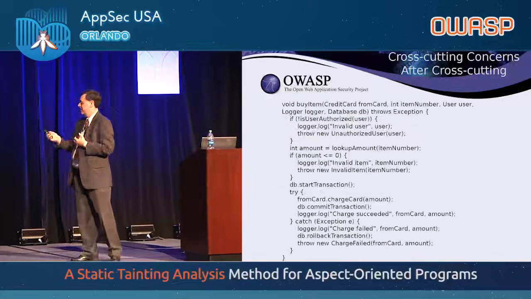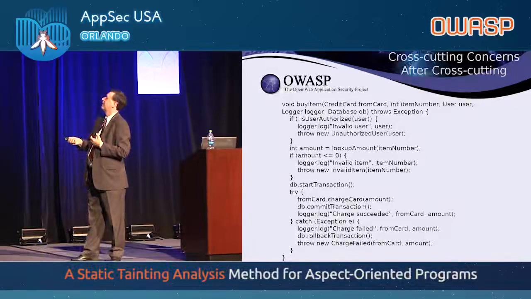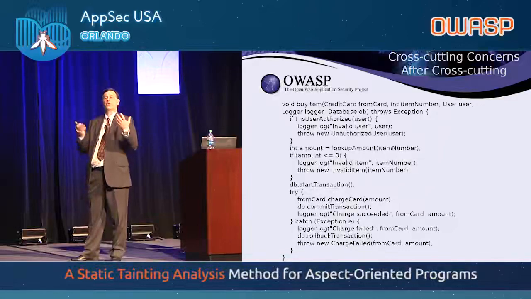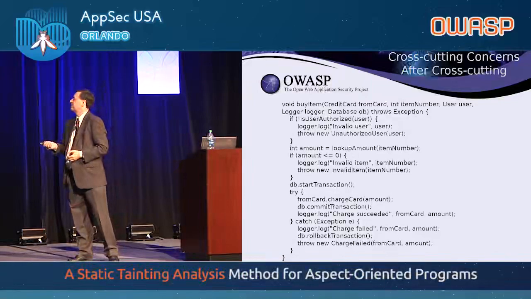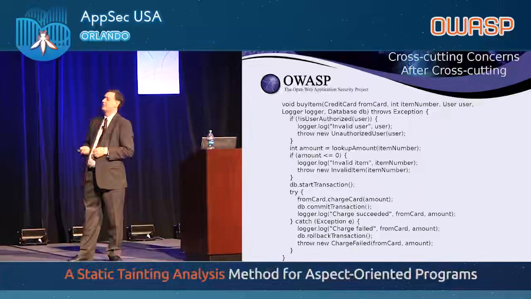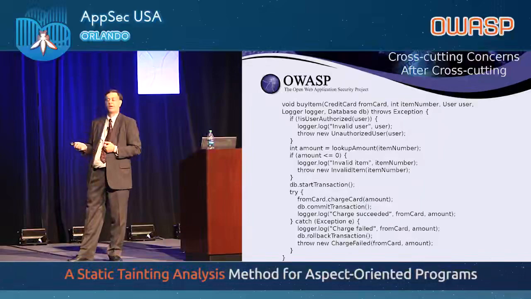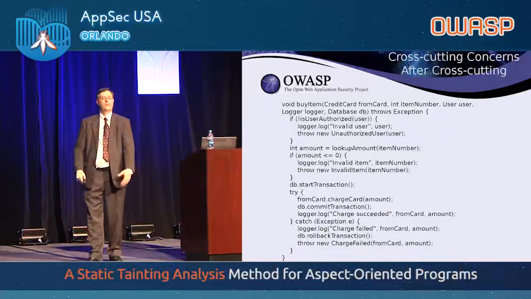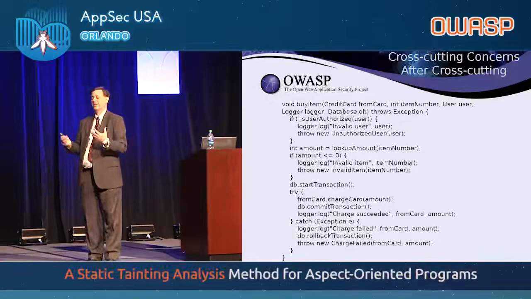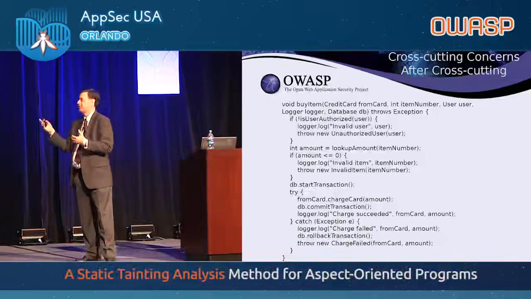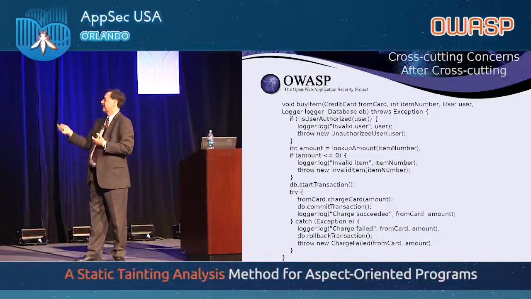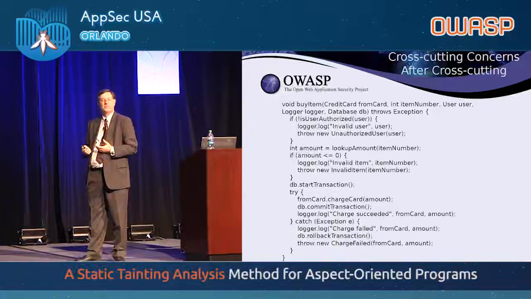Instead, we have to add things like, up here at the top, we have our is user authorized. If it's not, then we have to log it, and we want to throw an exception. We have to look up the item. If it's an invalid item, we want to log that too. Before we charge a credit card, we want to start a transaction because we discover that the original programmer didn't have that logging or the correct transaction boundary set in the charge card function. And if it fails, we want to handle that exception.